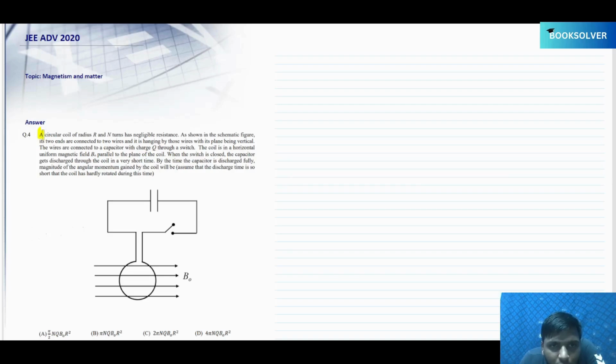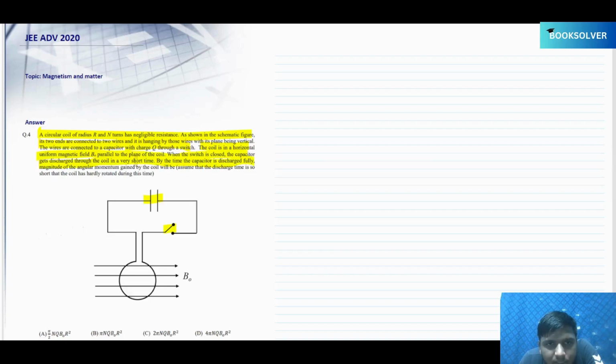It says there is a circular coil of radius r which has n turns and has negligible resistance, and it's shown in the schematic figure. There are two ends which are connected to wires, and I think these are connected to a switch, then to a capacitor which has charge q. And the coil is in a horizontal uniform magnetic field B naught, which is parallel to the plane of the coil. When the switch is closed, the capacitor gets discharged through the coil in a very short time.